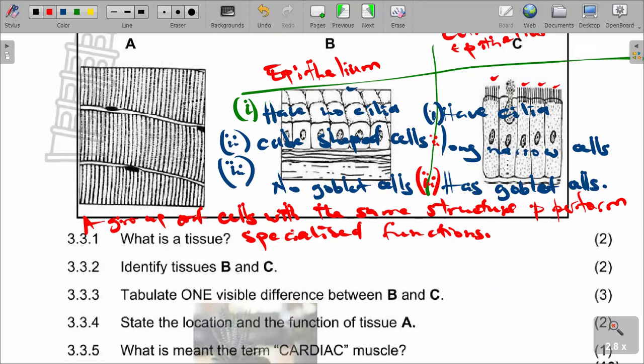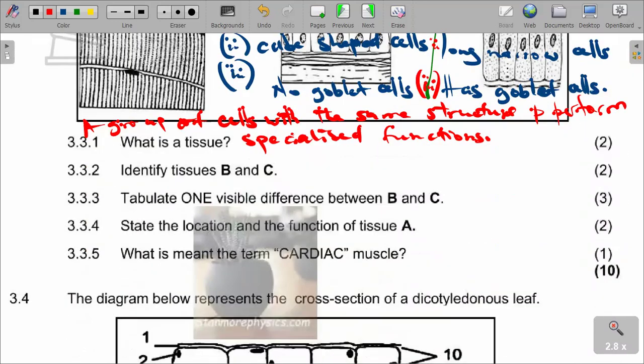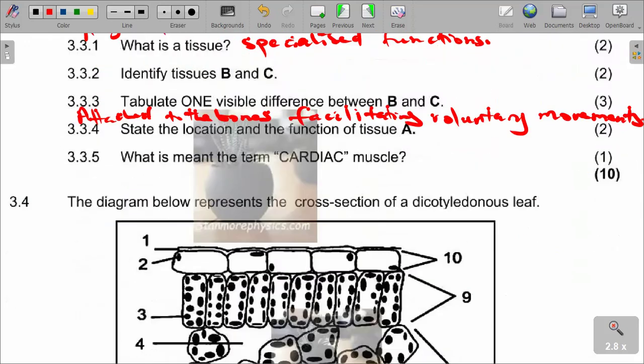Then state the location and the function of tissue A. A, as you can see, is attached to the bones. It is attached to the bones and is responsible for voluntary movements. It actually facilitates voluntary movements.